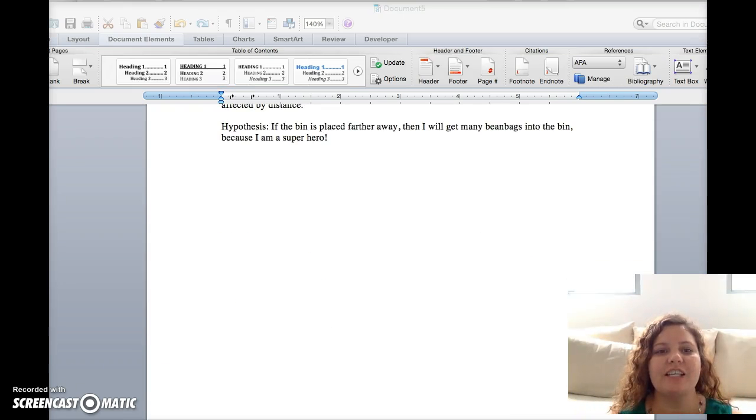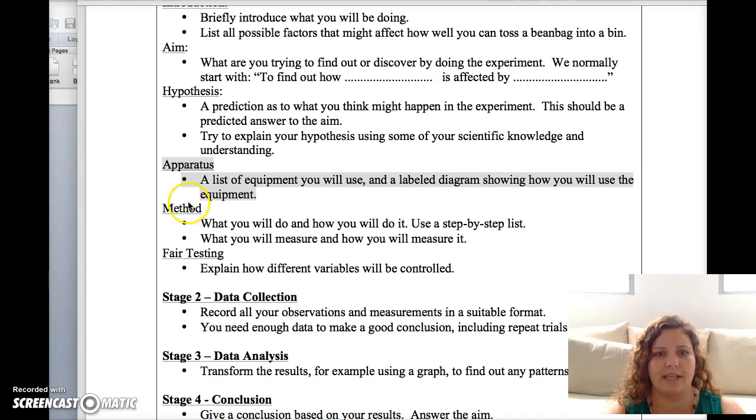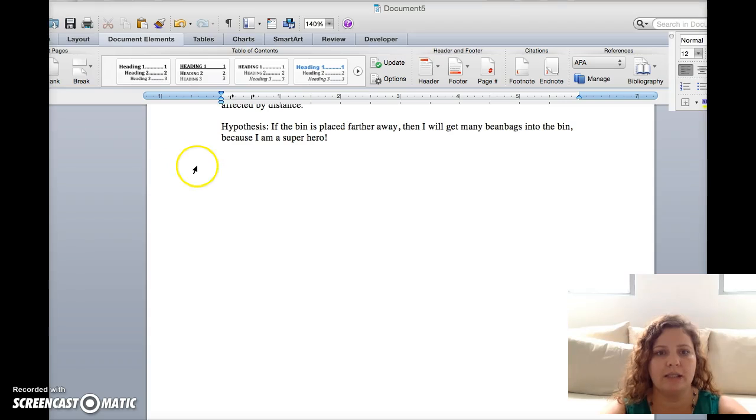All right, so you should have your hypothesis written down, and a not silly one. You should have written a hypothesis with your knowledge of science. So going back to our investigation, next we have apparatus. It is a list of equipment we will use and a labeled diagram showing how we are. Let's first write the word apparatus.